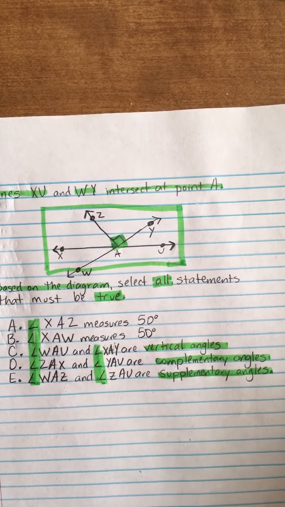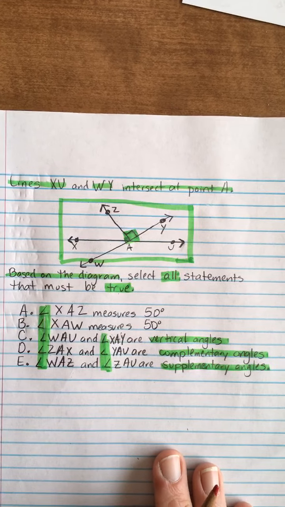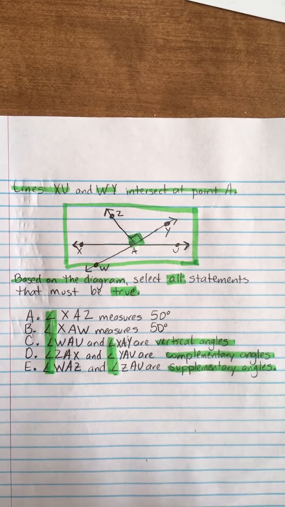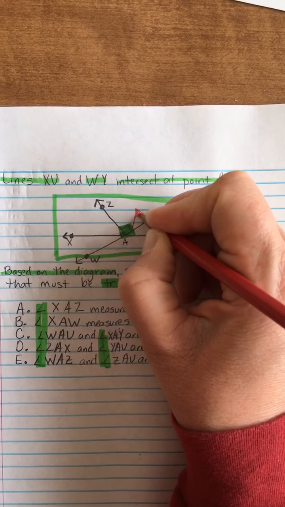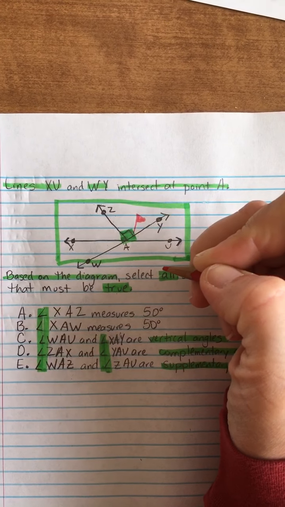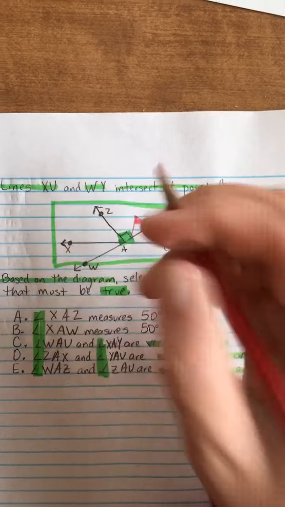Looking at red flags, those things that I really need to be sure I pay attention to, or things that could cause me to misstep. I would most definitely say that this right angle marker is a red flag. If I miss that, I could really miss part of the problem.